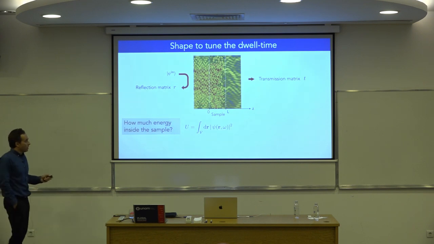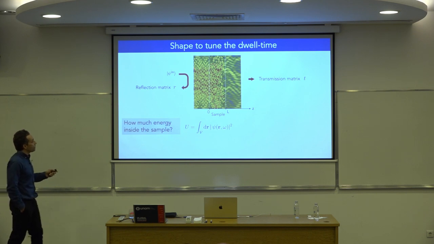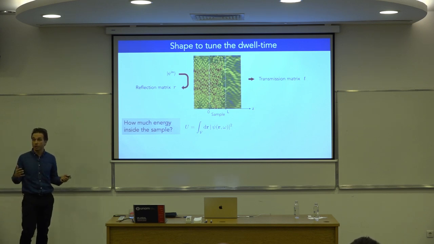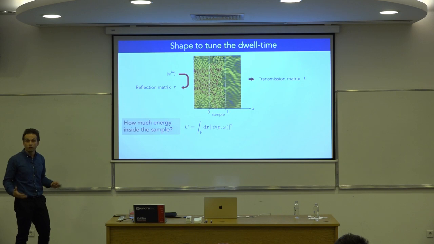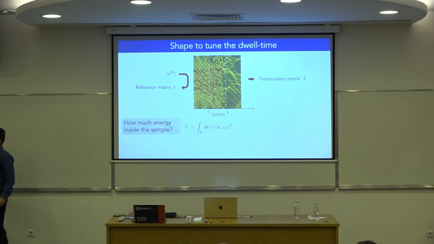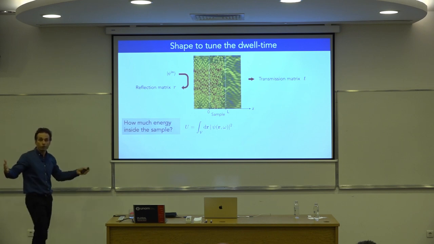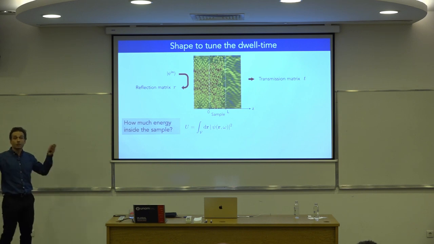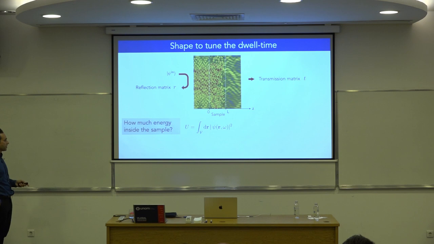So the question we asked recently was the following. Can I change the wavefront of my wave to maximize the energy that I have in my complex system? Okay, I want more energy. So for example, let's say I have an SLM somewhere in the wall here, and I want to change the wave to get more signal in the full room. How can I do that? And what is the maximum energy I can get in this room, right? So that's the type of question that we were asking.